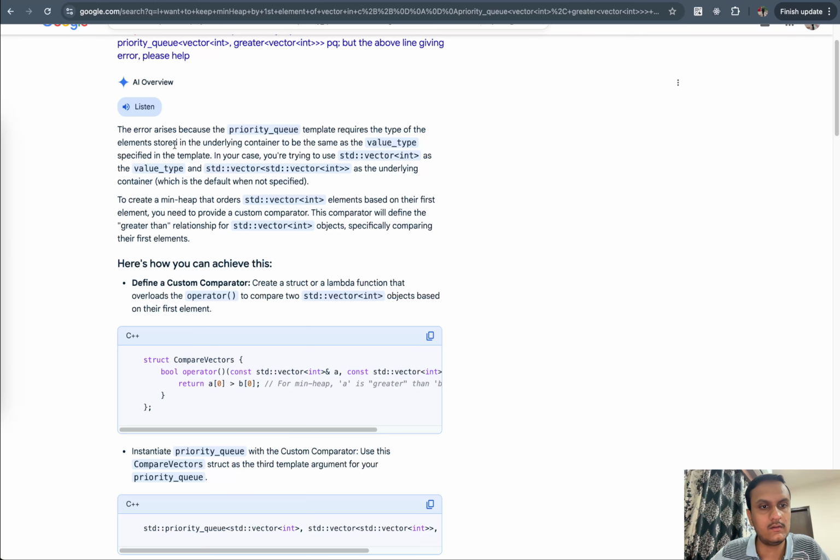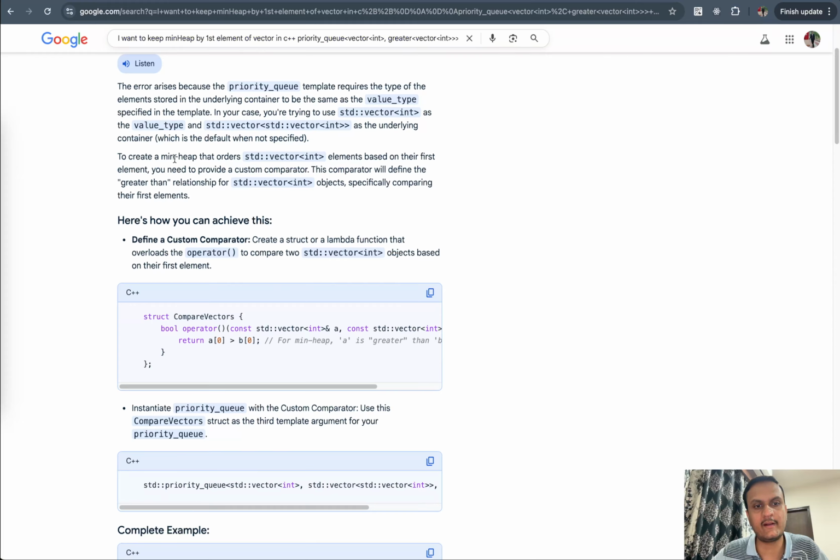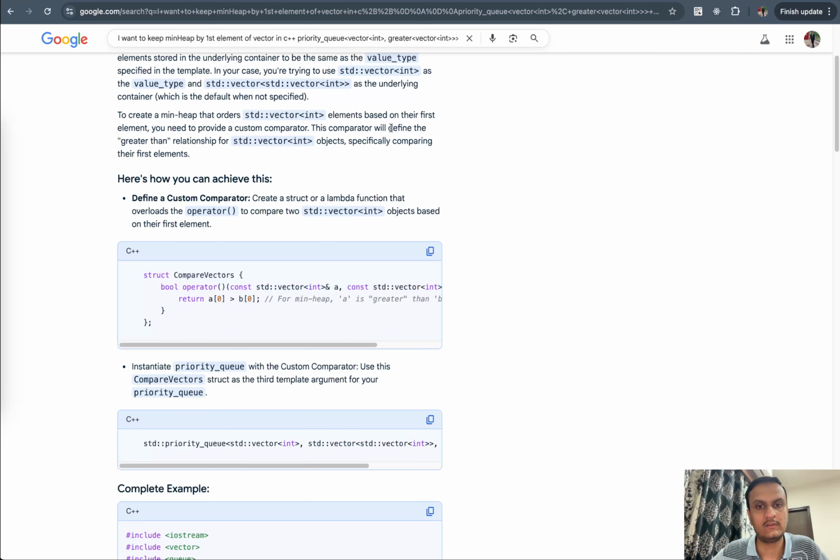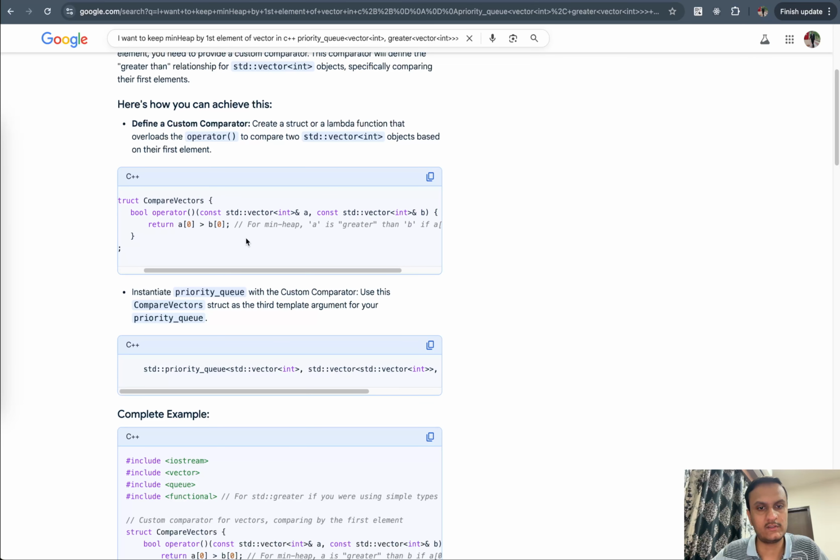Okay, same as the value type specified in the template. In your case, vector of int is a value type, and vector is the underlying container which is the default when not specified. To create a min heap ordered by the first element, you need to provide a custom comparator. Okay, we have to create a custom comparator that will define the greater than. So this comparator we have to define.